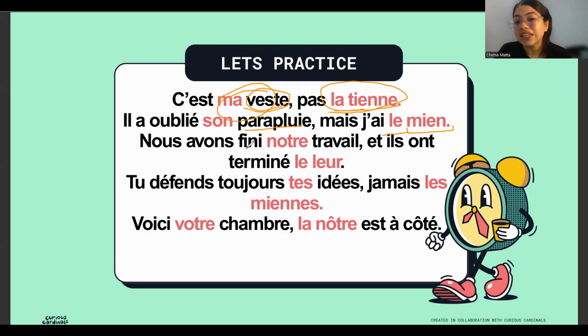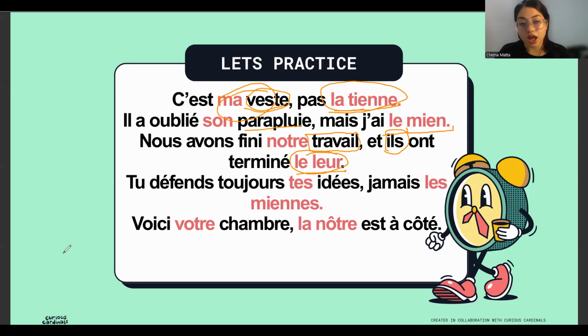Now, nous avons fini notre travail et ils ont terminé le leur. So, ici, on utilise avec ils, le leur. And how do we see for what category have we used it? We have used it for travail. Next, tu défends toujours tes idées, jamais les miennes. Voici votre chambre, la nôtre est à côté.